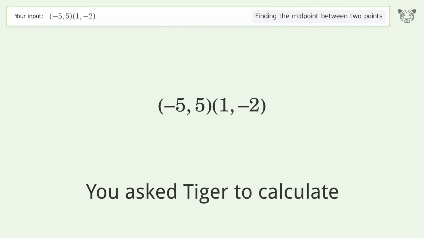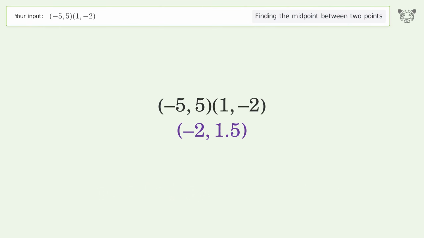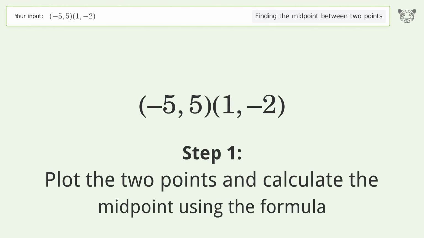You ask Tiger to calculate. This deals with finding the midpoint between 2 points. The midpoint between the 2 points is -2, 1.5. Let's solve it step by step. Plot the 2 points and calculate the midpoint using the formula.